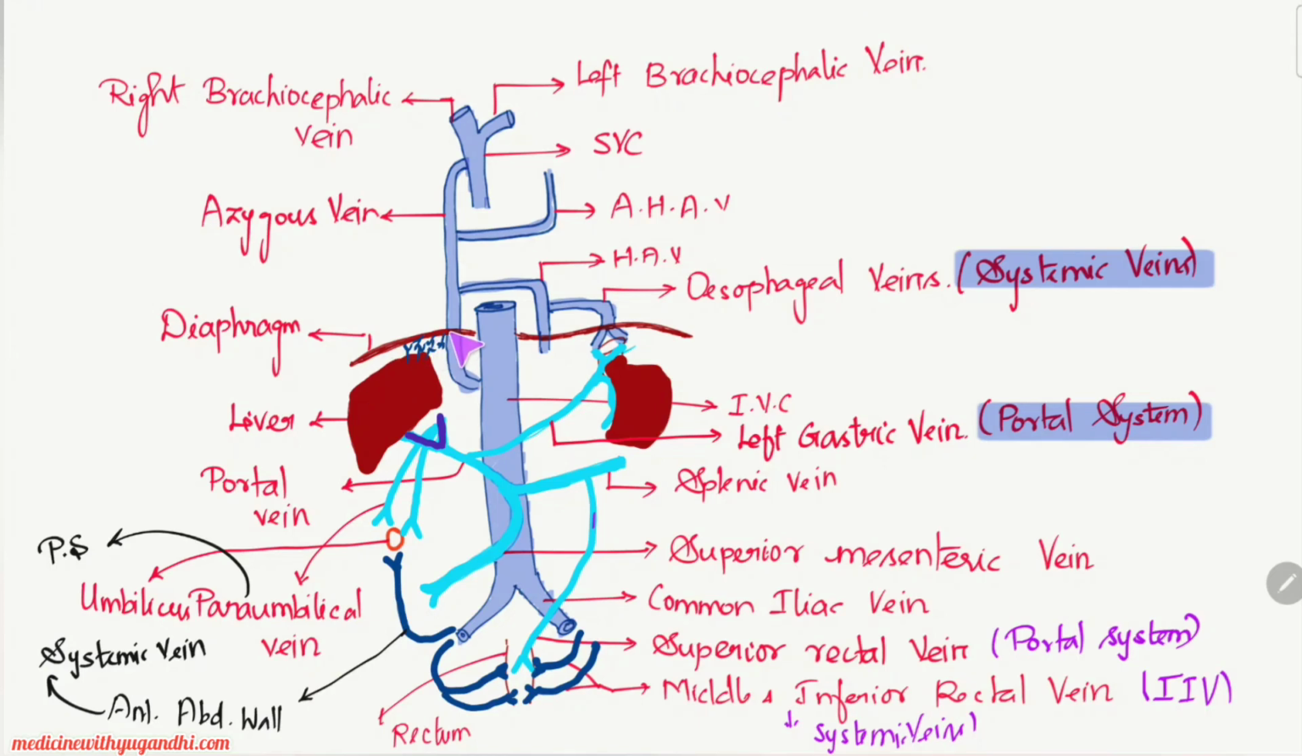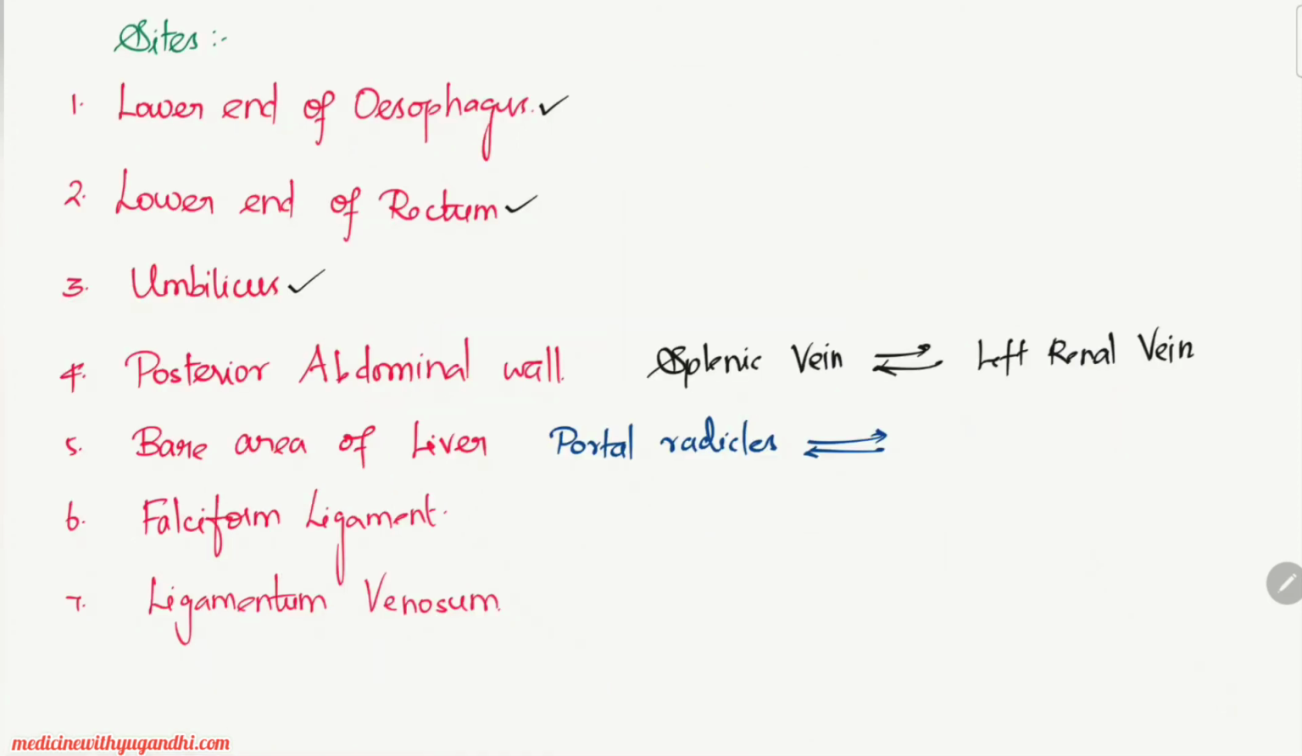Here you could see that the diaphragm lies just above the liver. So it anastomoses with the diaphragmatic veins. The portal radicals arising from the bare area of the liver anastomose with the diaphragmatic veins. Here the portal radicals fall under the portal system, and this anastomoses with the diaphragmatic vein, which is a systemic vein.